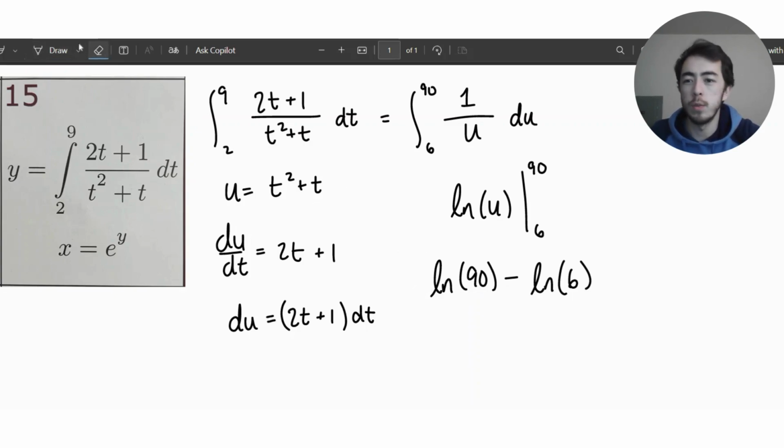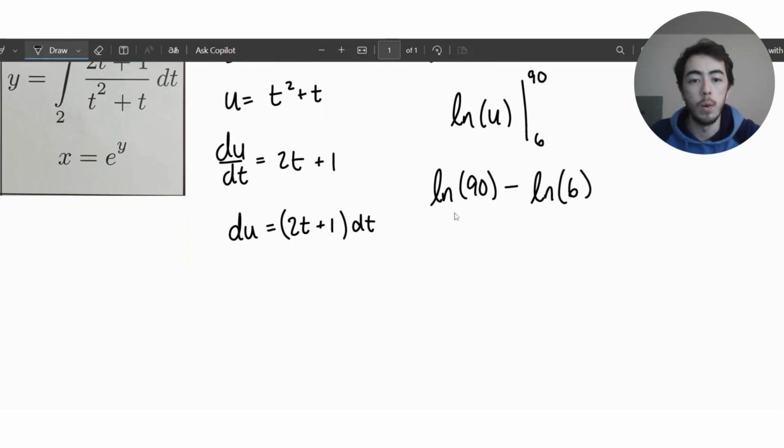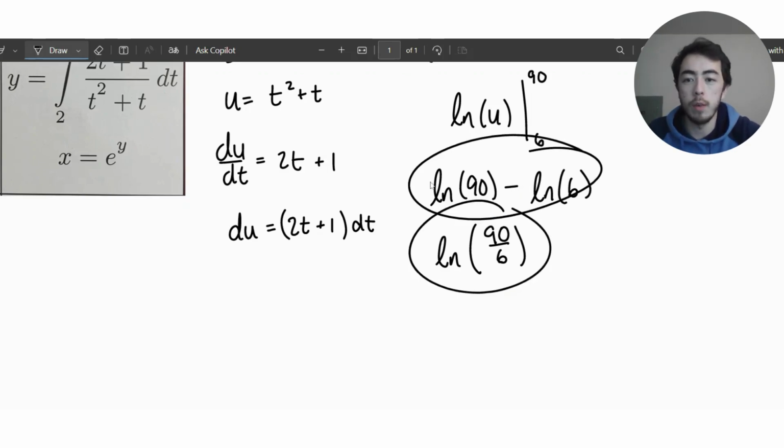But I could simplify this one step further, actually. There is a logarithm property where a difference of logs is the same as the log of a fraction or a ratio. And you could verify this yourself. You could plug this into a calculator and try it this way and try it that way, and they're going to be the same number.